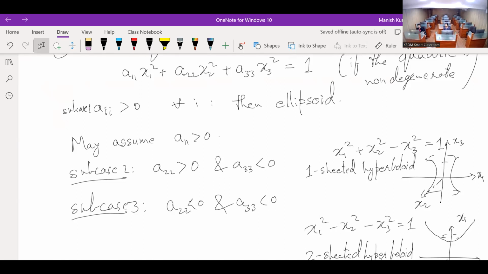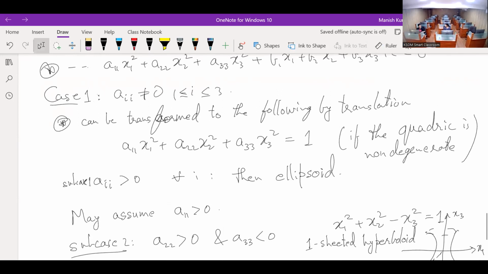What about the case that Aii is negative for all i? Then this has no solution. So it's not a non-degenerate quadric. All the AIs are negative, then the right hand side is 1, the left hand side is negative. So there can't be any solution. Okay.